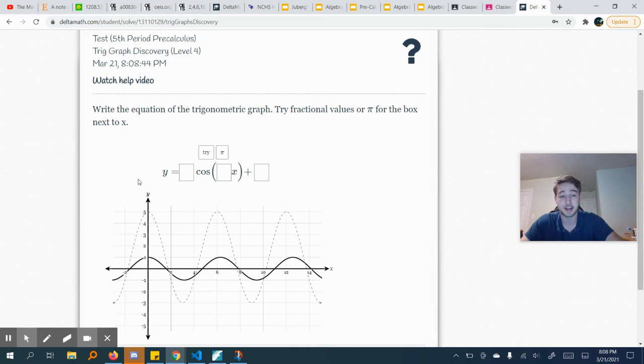We want the equation here. Let's just totally ramp this up because from -3 to 5, meaning the midline's got to be a +1 and the amplitude is 4. Let's just try it.